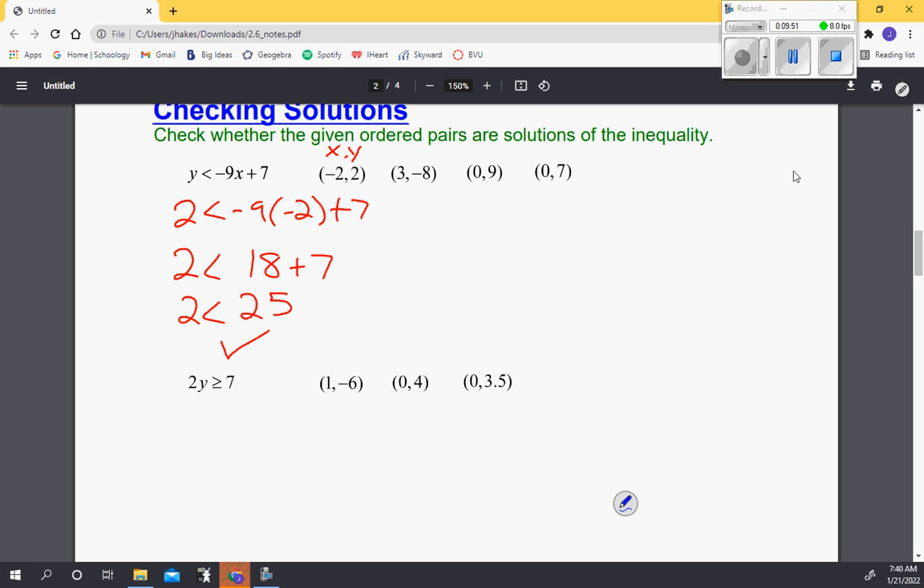Plug in x, plug in y. Negative 8 is less than negative 9 times 3 plus 7. That's just this one right here. Do some math. Negative 8 is less than negative 9 times 3 is negative 27 plus 7. We get negative 8 is less than negative 20. Is this true? Is negative 8 less than negative 20? The answer is no. Negative 8 is greater than negative 20. It's a bigger number.